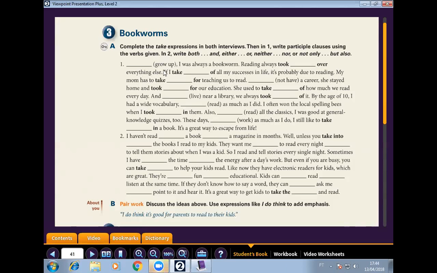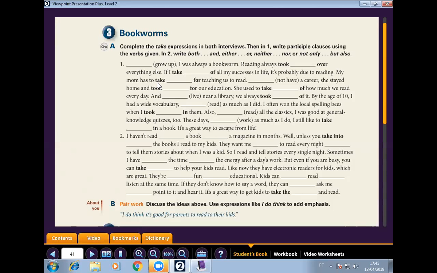We have here, grow up, I was always a bookworm. I don't know if you know what a bookworm is, but a bookworm is that kind of kid that reads a lot, studies a lot. So here we start with the present participle. Growing up, I was always a bookworm. Reading always took precedence over. If you take precedence over, you take priority over. Keep this in mind. Take precedence over, you take priority over. So reading always took precedence over everything else.